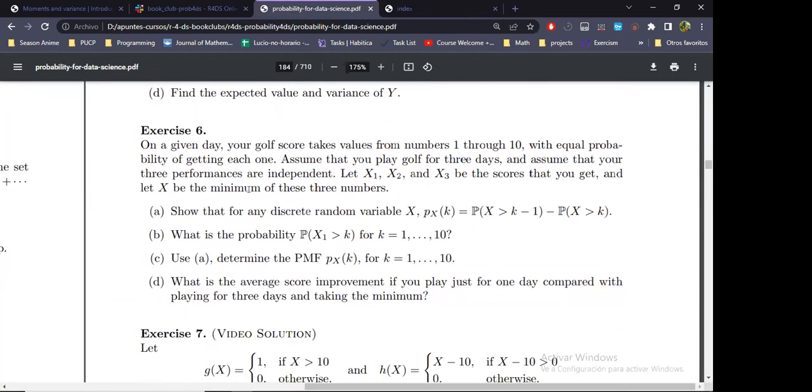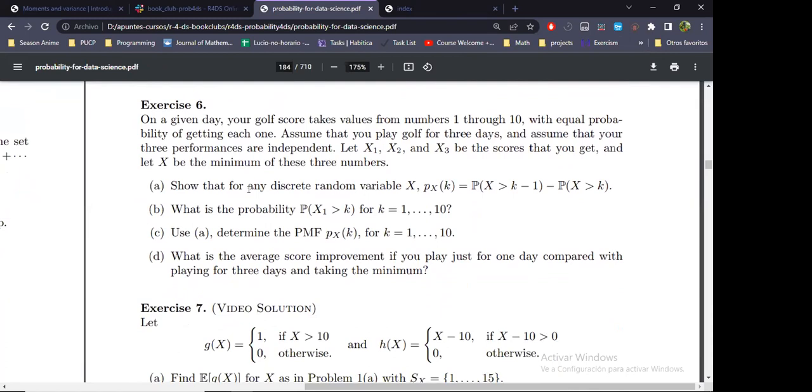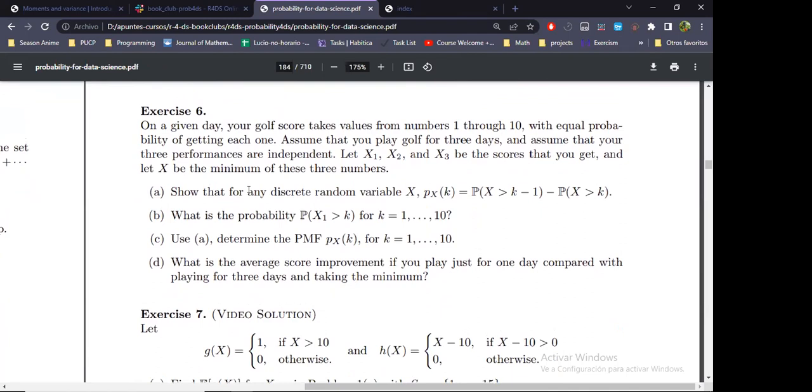For the following exercise, it says, on a given day, your golf score takes values from numbers 1 to 10. Well, they actually meant integers from 1 to 10, with equal probability of getting each one. Assume that you play golf for 3 days, and assume that your 3 performances are independent. Let x1, x2, and x3 be the scores that you get, and x be the minimum of these 3 numbers.